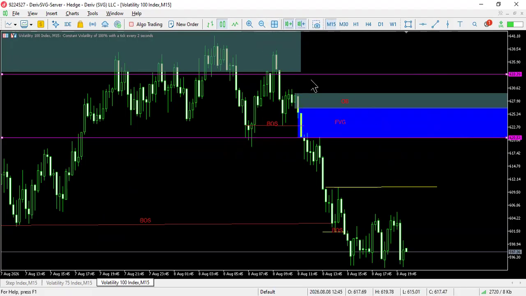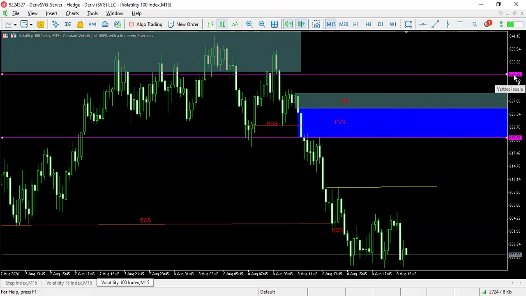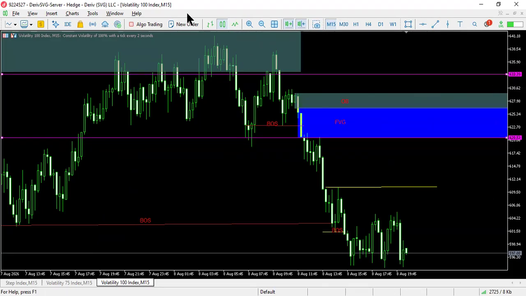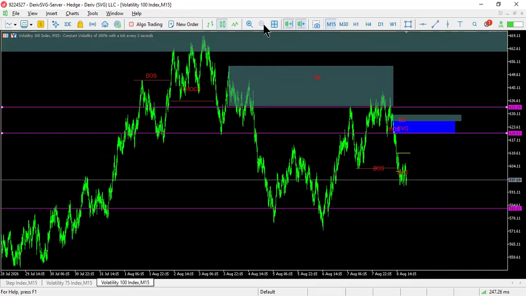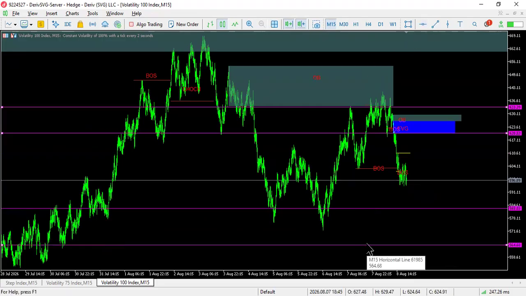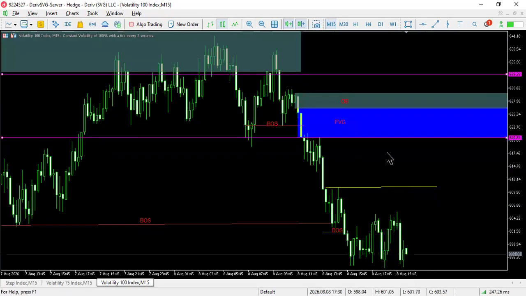Now you can go ahead and place a sell limit on volatility 100 with your entry price at 620.53, stop loss at 633.39, and your first take profit at 583.03, and your second take profit at 564.68, and always apply proper risk management.